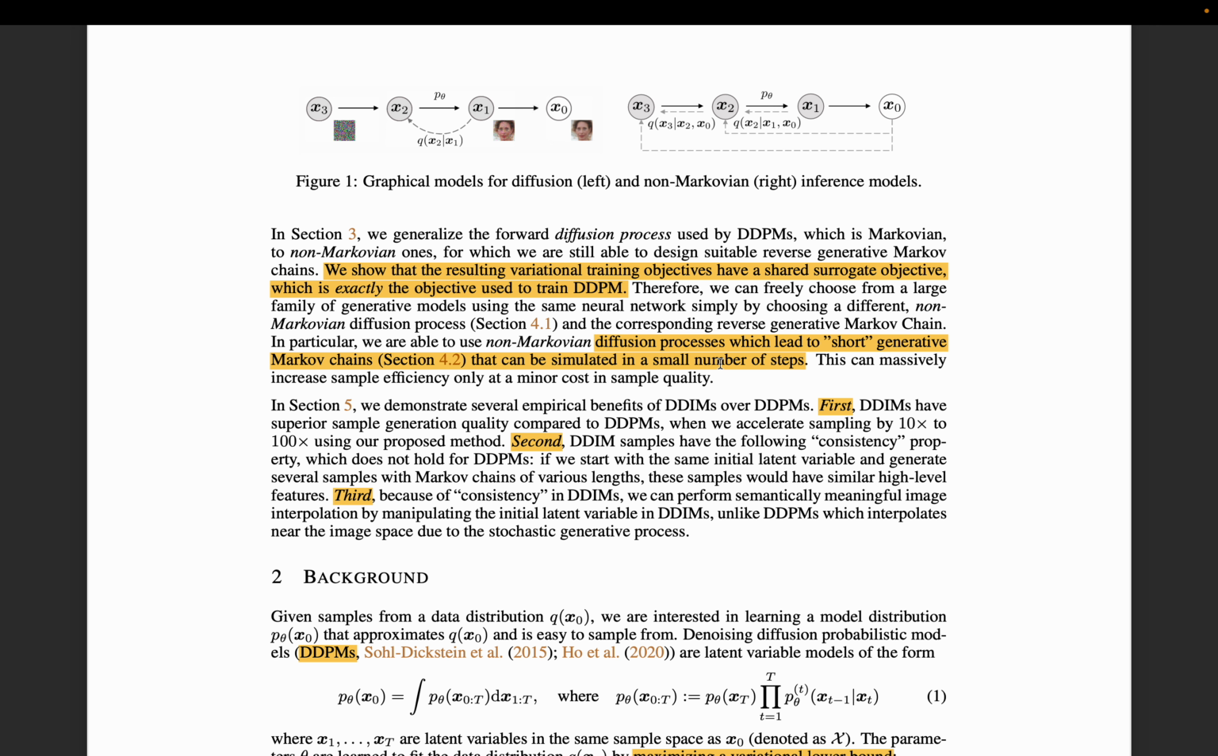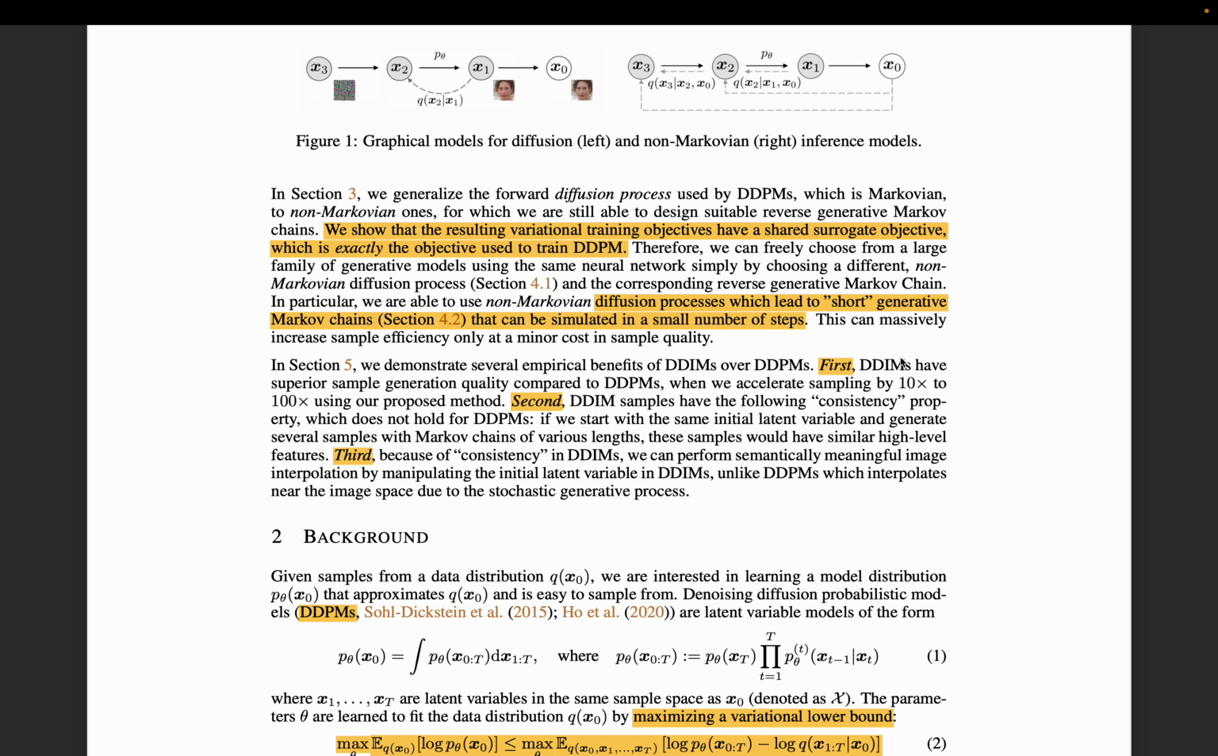So the three benefits of the paper are that DDIMs are faster to sample from. They have what we call this consistency property, which means that the same initial latent variable will produce results that have similar high-level features. And because of this, if you sample 10 images with the same initial latent, you will have 10 similar-looking images. But that also means that you can use that property to do latent space interpolation. You can interpolate between images in latent space.